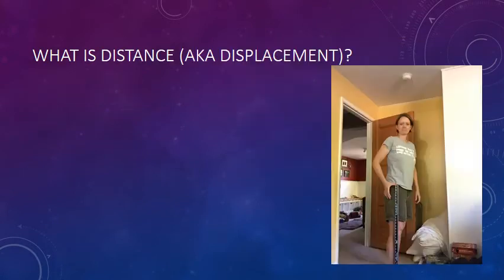So the second fundamental variable we'll be using all the time is distance, otherwise known as displacement. You may have heard those terms before in other science classes. They are actually slightly different in their meanings, but for our purposes, we'll be using them interchangeably in this class. Distance, of course, is how far apart two objects are.